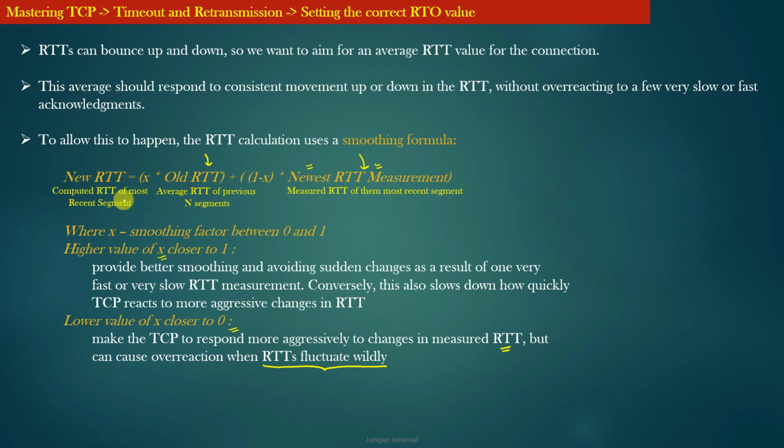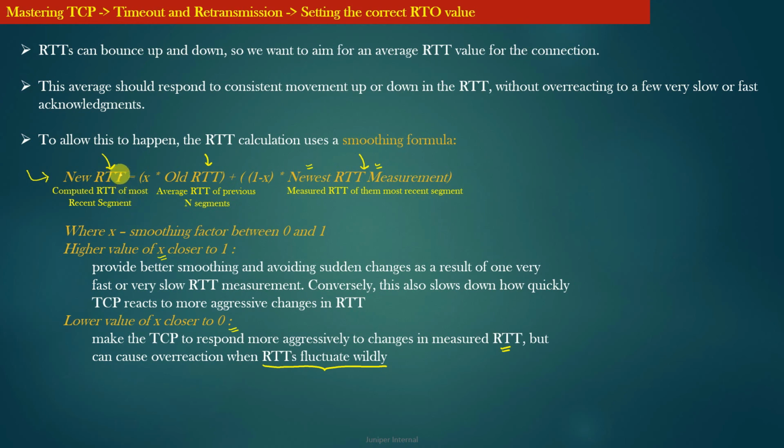So you can see that this equation is nothing but a weighted average equation. Depending on the value of the smoothing factor, you can make TCP respond more quickly and aggressively to the new RTT measurement of the most recent segment, while in the other case you can program TCP to respond very slowly to the sudden drastic changes in the measured RTT of most recent segments. Now this is how TCP computes the value of RTT of the most recent segment.